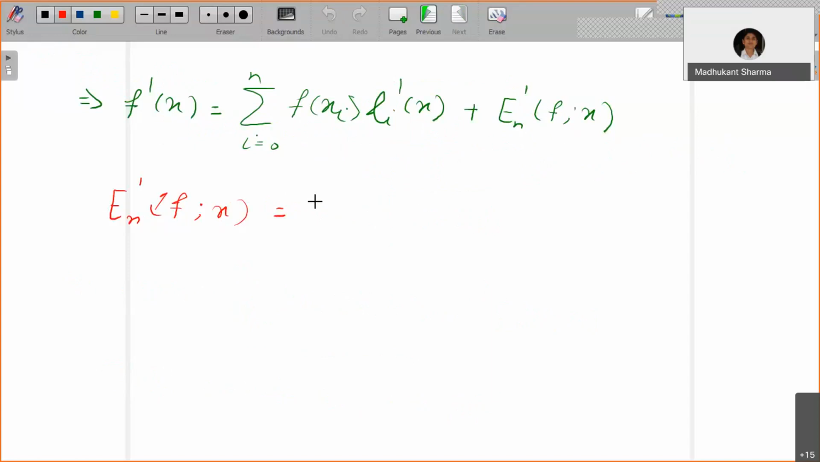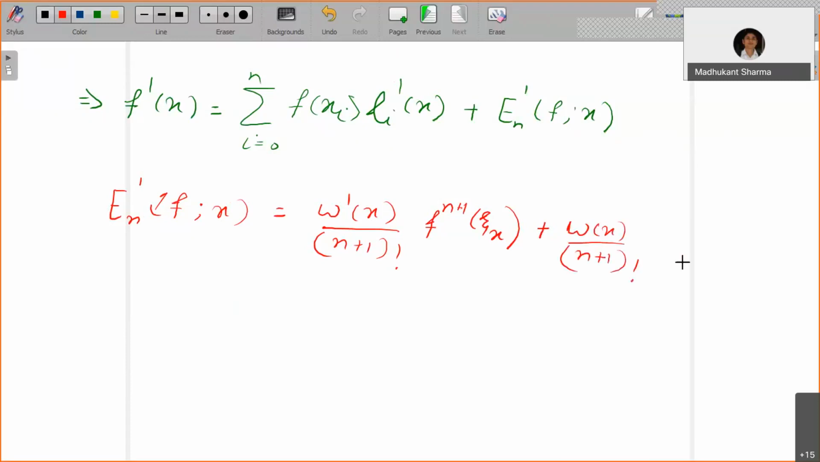So what you have is w dash of x by (n+1) factorial times the (n+1)th derivative of f at some c, plus w of x by (n+1) factorial times d by dx of the (n+1)th derivative of f at this ξ. Now suppose we let x equal xi for some i.